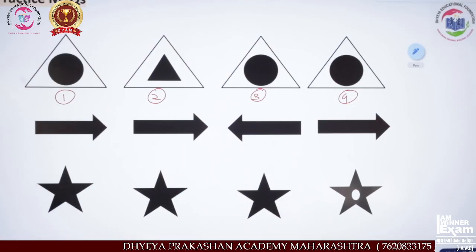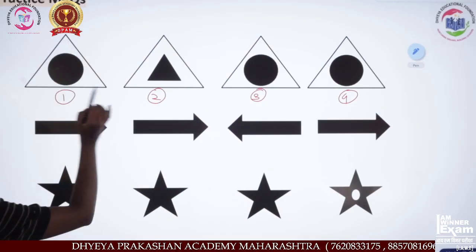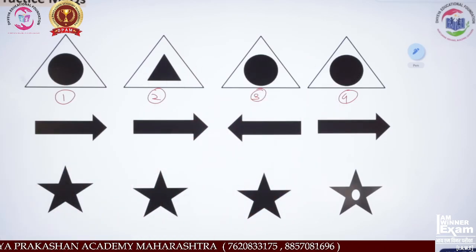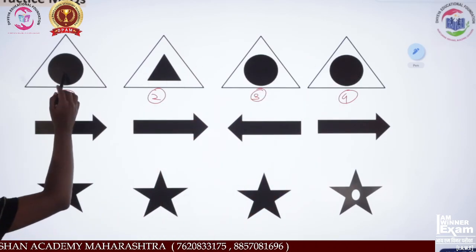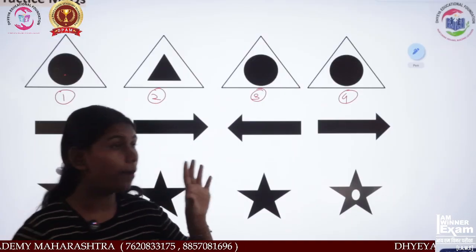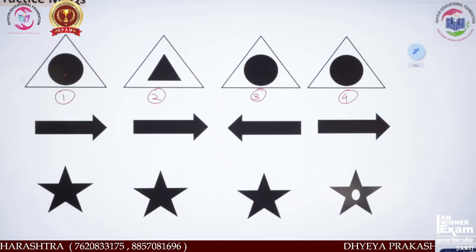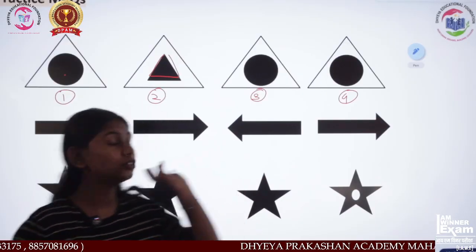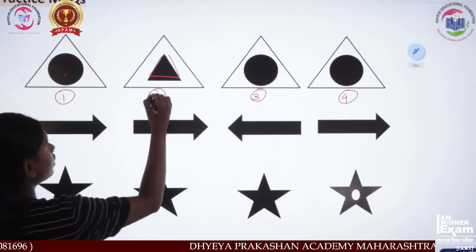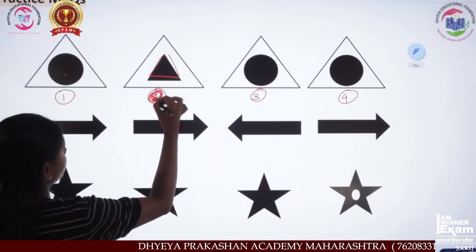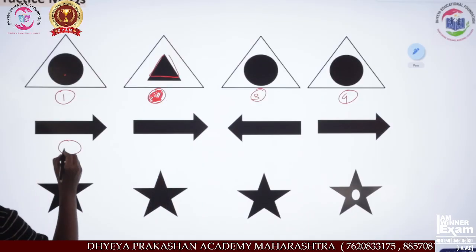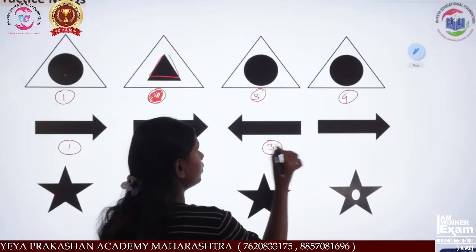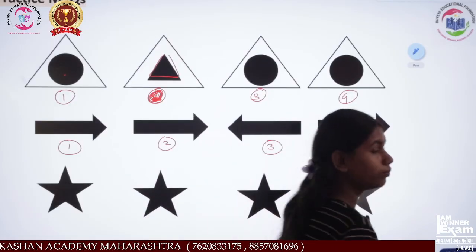Why? Because all the triangles have a circle in between them. But the second figure has a triangle. So you have to color the second option. Okay. Then next, first, this is your second figure, this is your third figure, and this is your fourth figure.